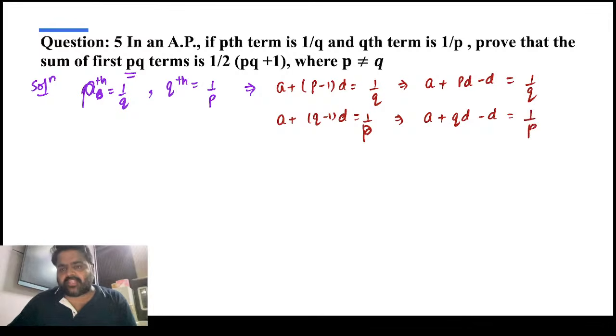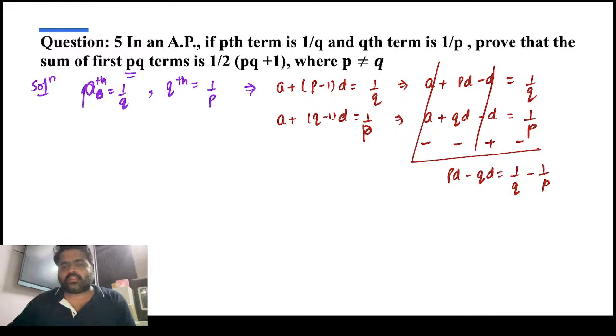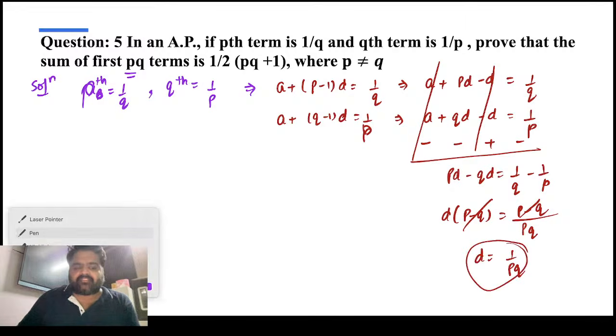Now by doing elimination method, subtract; minus minus plus, minus, a cancels out. pd minus qd is equal to 1 by q minus 1 upon p. Now take d as common, p minus q. By taking the LCM pq, this is p minus q. To cancel out, the value of d is equal to 1 upon pq.